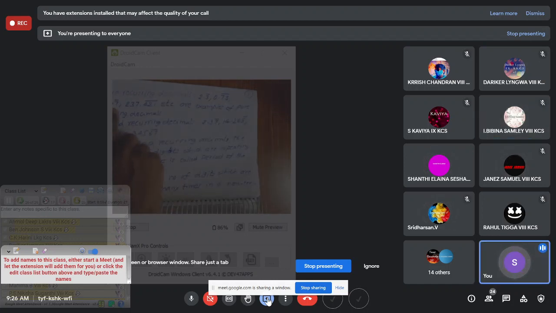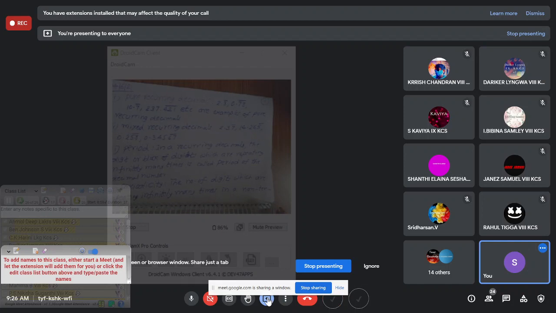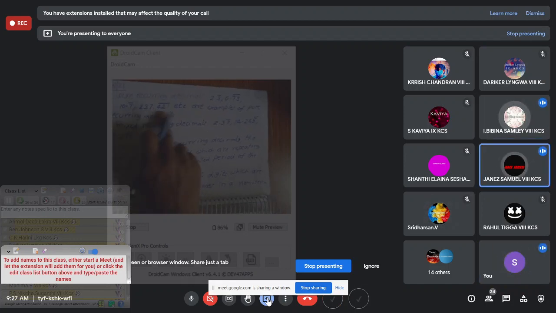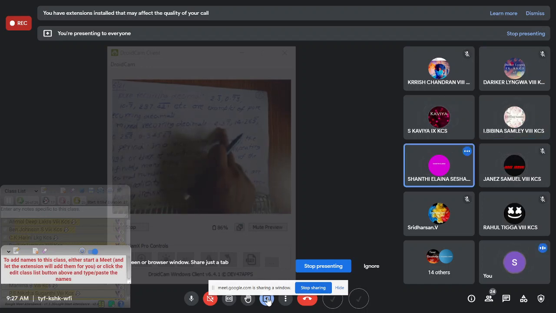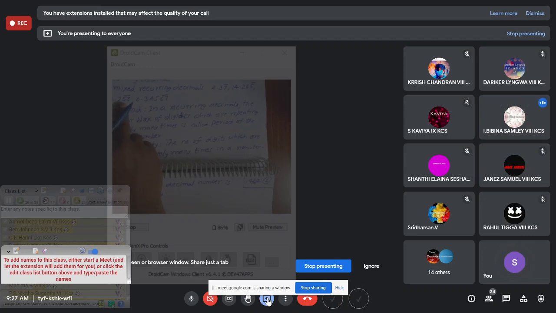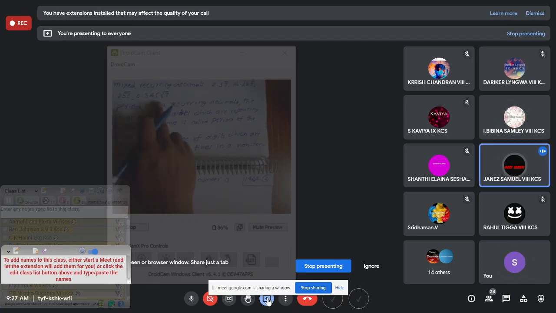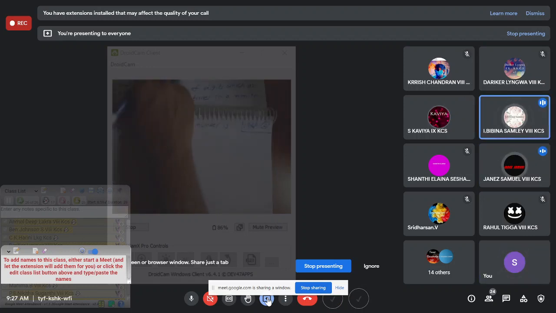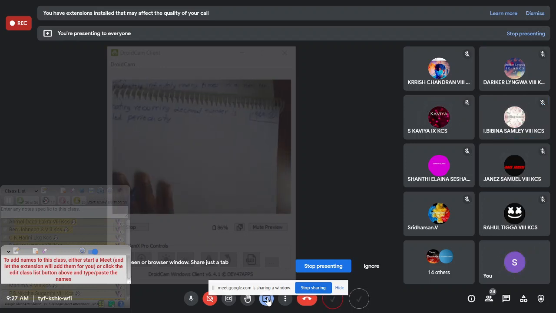In this number, what is the periodicity? 1. In this number? 3, for 4 2 1. In this number? Only 1. Periodicity is 1 only. In this number? 1. In this number? 2. Yes. I'll prepare a table for these 2 points.